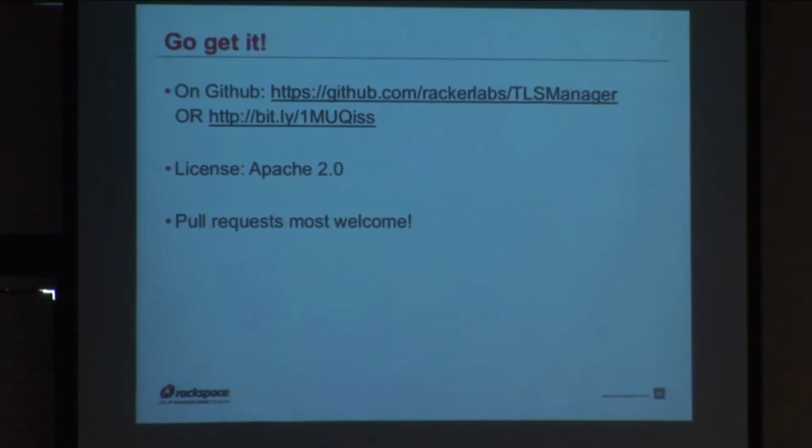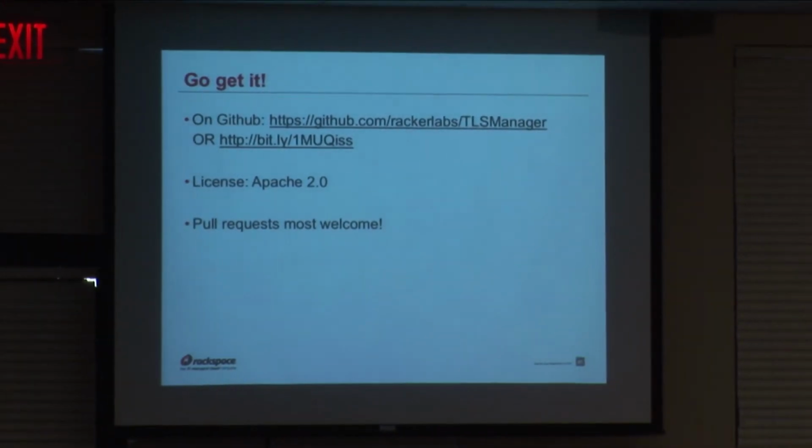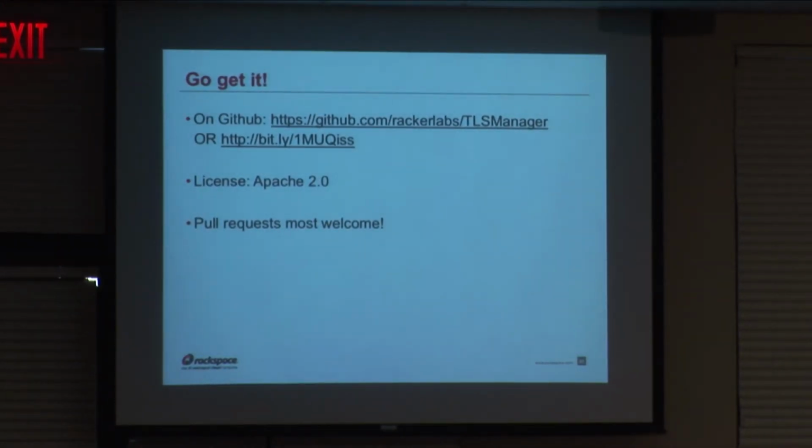So you can go get it on GitHub at Rackerlabs/TLS Manager. It's Apache licensed, and pull requests are more than welcome. I think there's probably room for us to support more SSL tests and stuff like that. Like I said, we're mostly working off of the Qualys SSL Labs API right now, but for the most part, it covers almost everything.